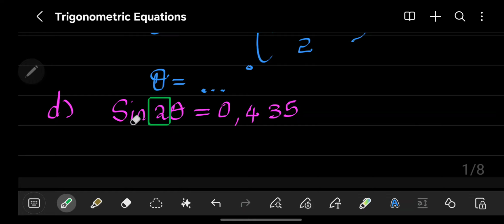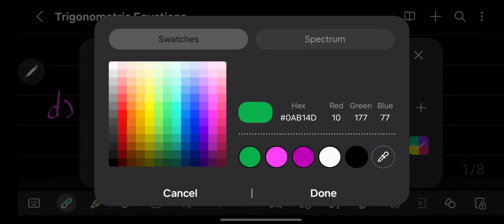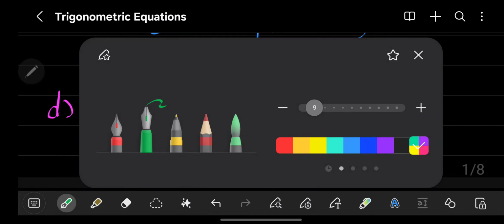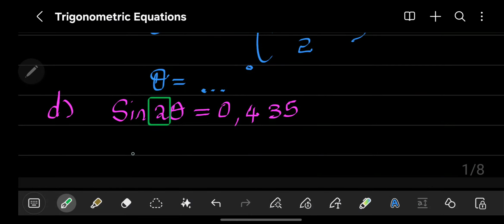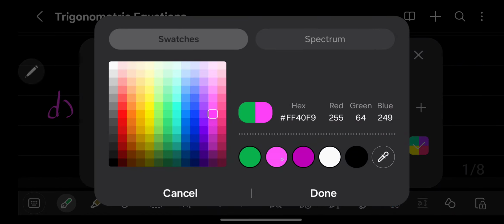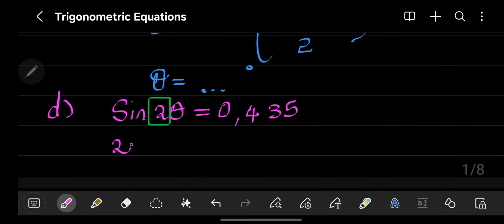Okay? So let's remove the trigonometric ratio first. If we remove this trigonometric ratio, we are just going to remain with 2 theta, it is equal to sine.